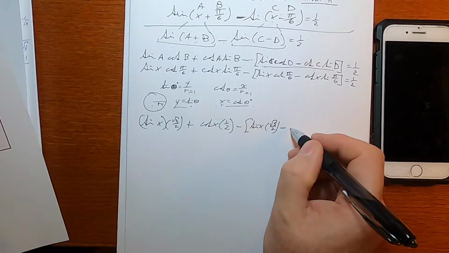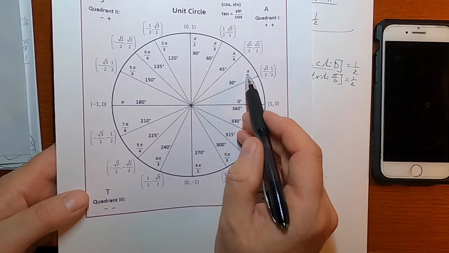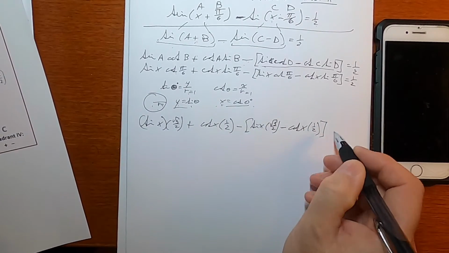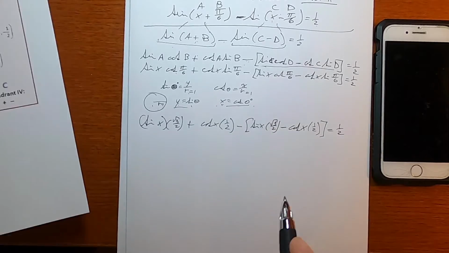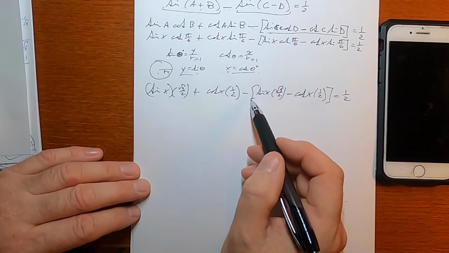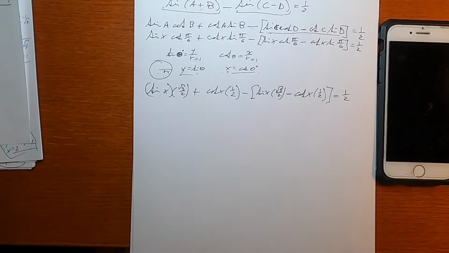Then minus cosine x, and then the sine of pi over 6 is 1/2. And that end bracket is 1/2. Okay, let's put this together and try to clean it up a little bit.